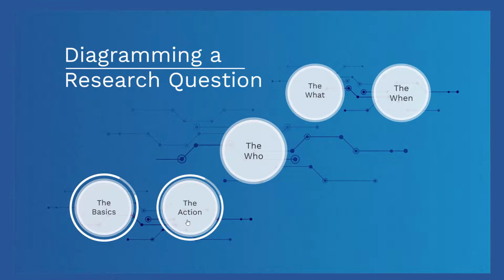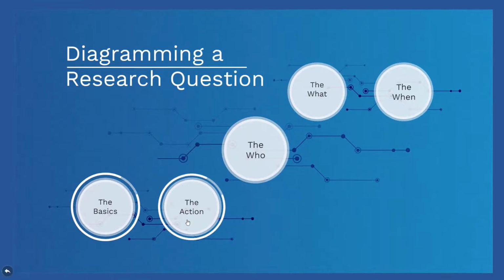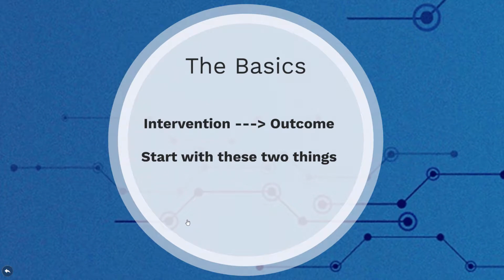So we'll talk today about the basics of diagramming a research question, the action, the who, the what, and the when. And these are all things that you need to have specified before you can start planning your clinical trial. Very basically, you'll start with the intervention and the outcome.